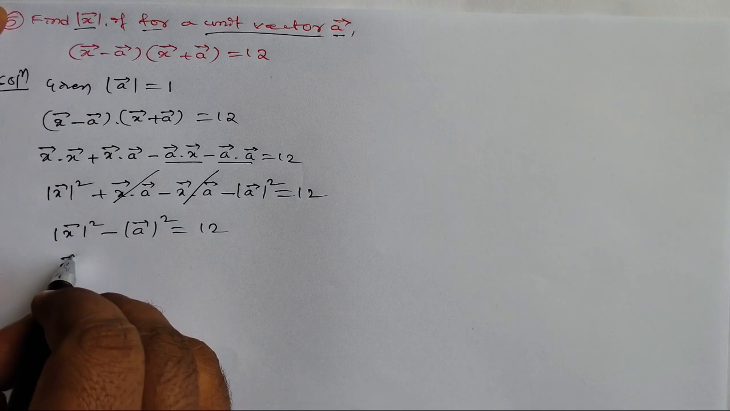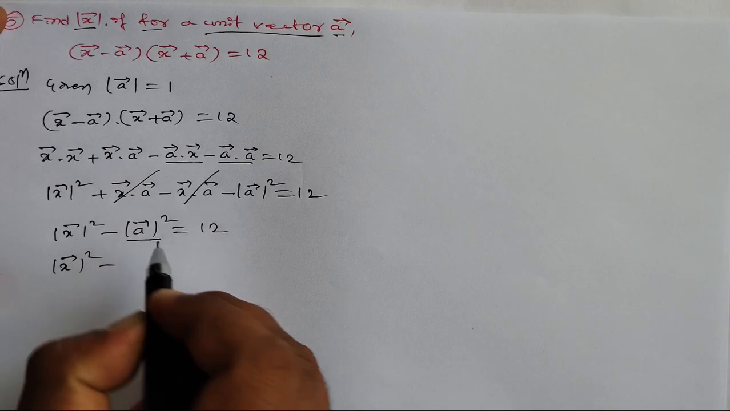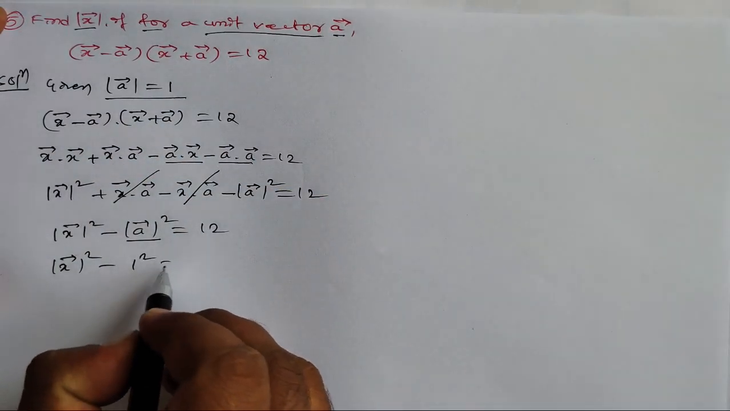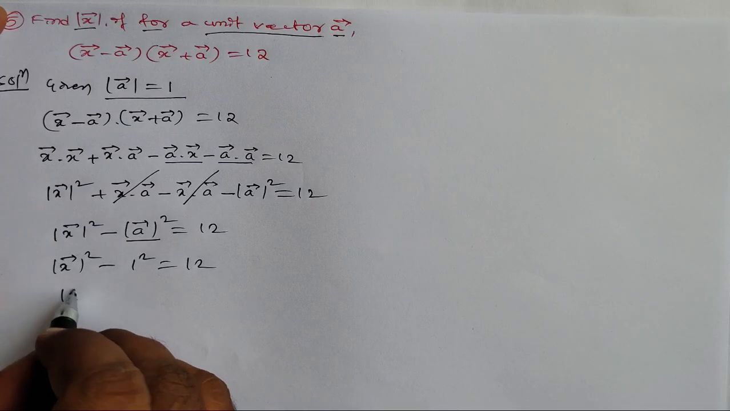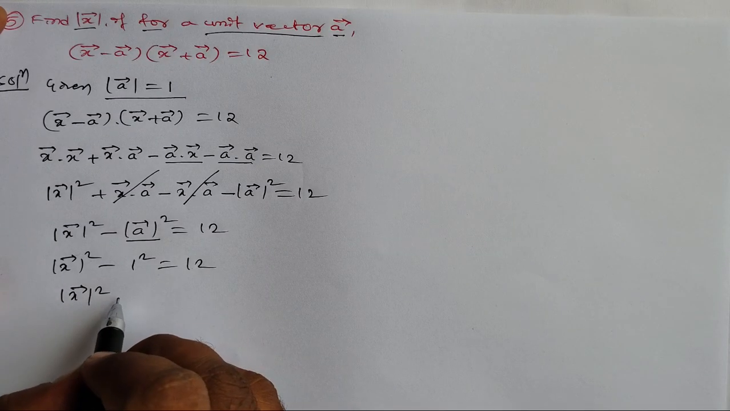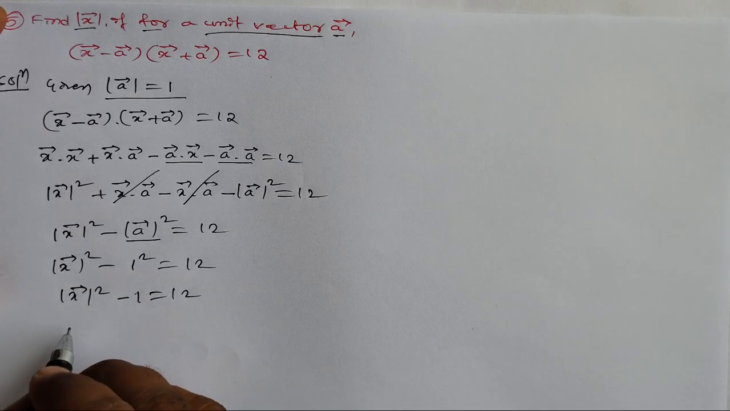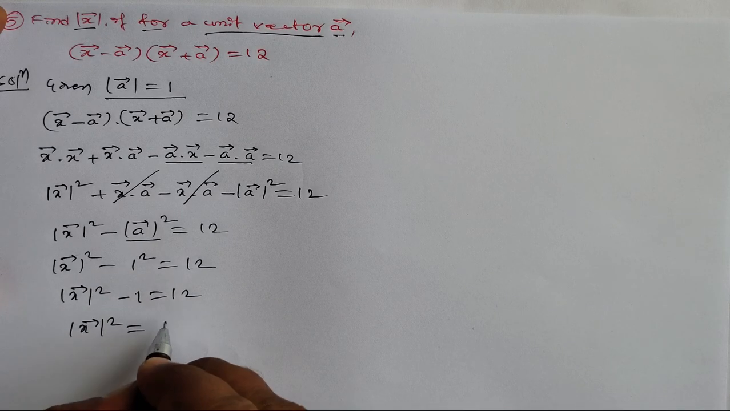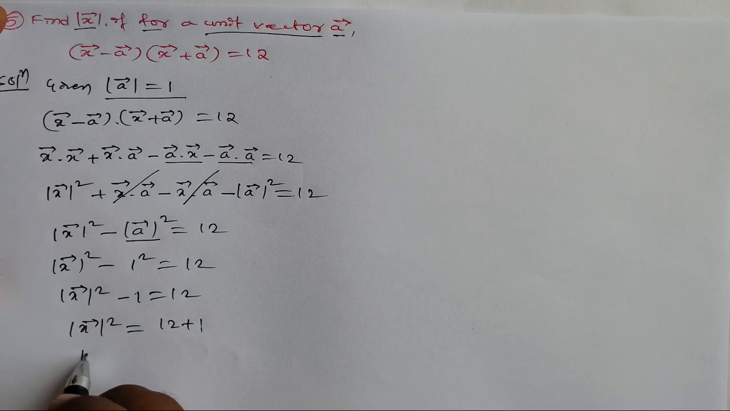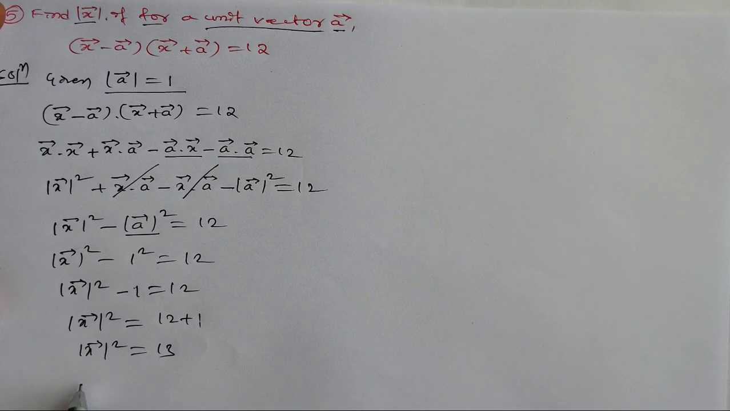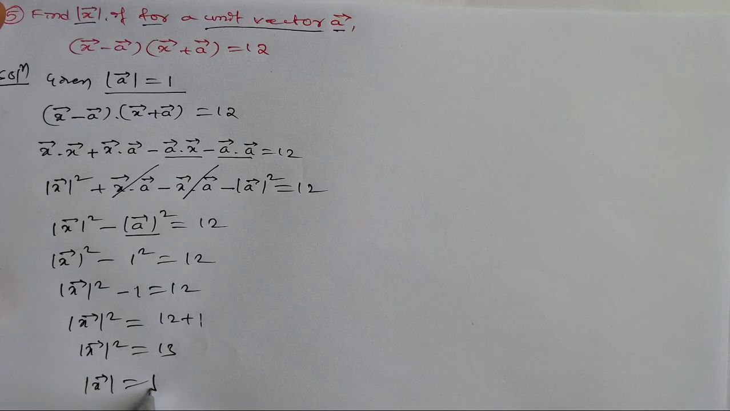Since a vector is a unit vector, that means its magnitude is 1. So magnitude of x square minus 1 square is equal to 12. Then magnitude of x square equals 12 plus 1, so magnitude of x square equals 13. Lastly, magnitude of x equals root 13. Okay, so root 13.